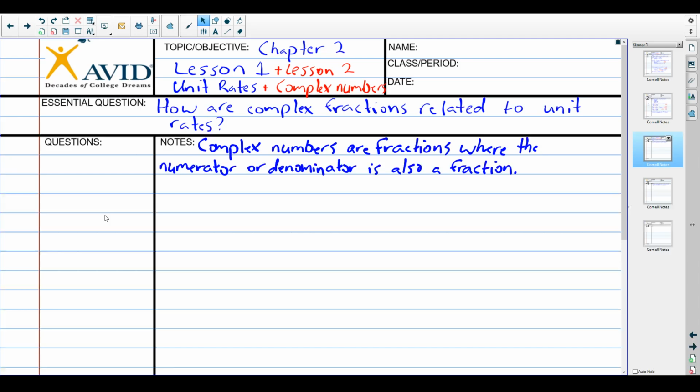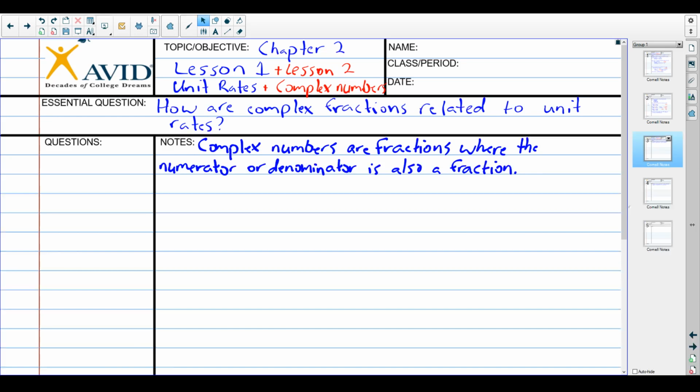Okay, chapter 2, lesson 1 and 2. This is the lesson 2 part of this: unit rates, complex numbers. So if you did this on the same page, because you write small, you're just going to add this red part to the title. If you're doing this on a new page, you would only write the part that's in red, plus chapter 2, I guess. The essential question is the same. So if you still have the essential question, don't feel like you have to write it again.